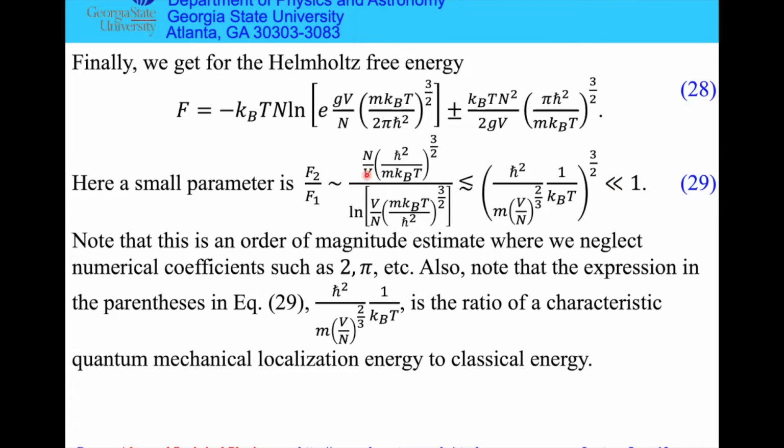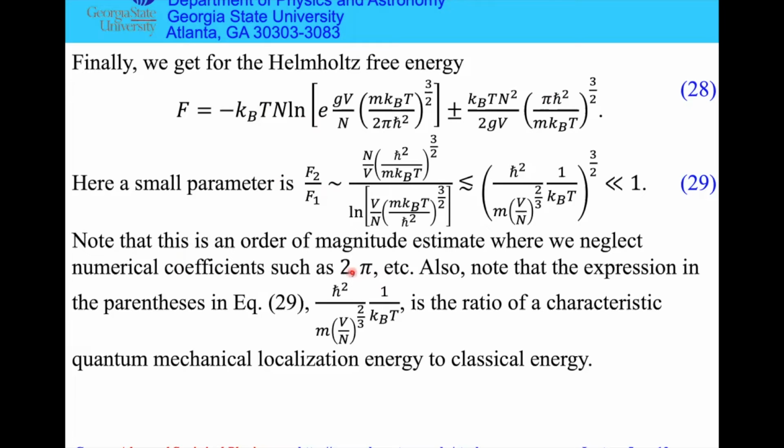And I will take n and v under this power. And this is a construct known to us. It's h squared over m a squared, the square of the distance between particles. So h squared over m a squared is quantum mechanical localization energy divided by classical energy. The power of 3/2 is much less than 1. And we assume that this ratio is by itself less than 1, so taking it to the 3/2 power will make it even smaller. So it's certainly much less than 1. So this is our parameter of expansion.